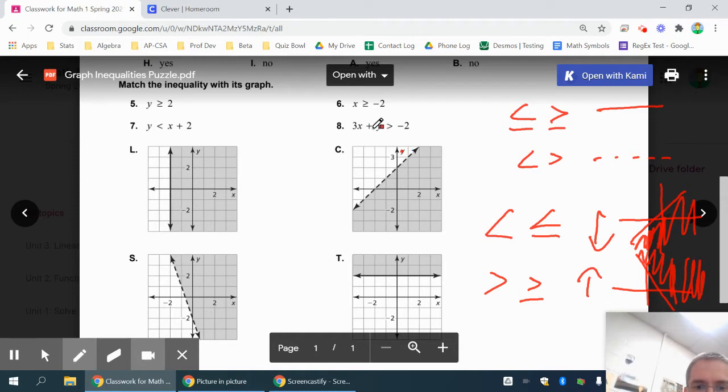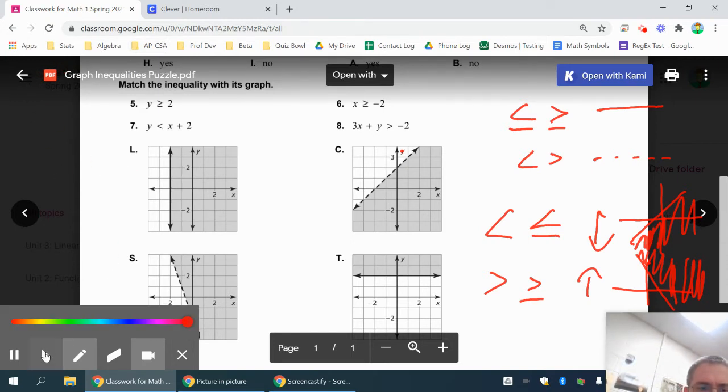Also, if you have one like this that's not solved for y, remember you'll need to get y by itself first. And anytime you need to multiply or divide by a negative, you will need to change the direction of the inequality sign. For the ones asking, is it a solution to the inequality, you're going to plug in the point.